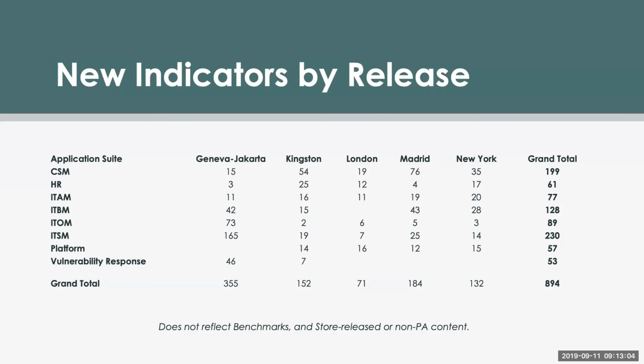To give you an idea of some of the indicator growth, what we've been releasing, you can see in this view, and I want to call out that we are not including some of the benchmarks and KPIs that are included in your instances, and some of the things that have been released over the store over the last couple of releases. But what you'll see here is that we're approaching 1,000, or almost 900, indicators that are available to you, with 132-ish delivered in the New York timeframe.